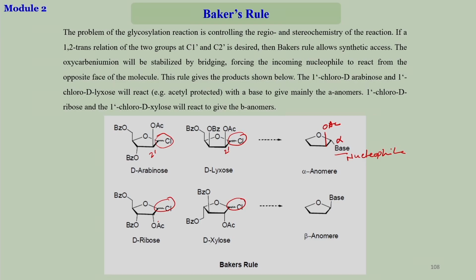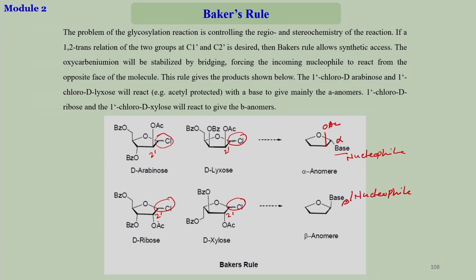Similarly, here if your 2' position is down the plane, it does not matter what the stereochemistry of the other positions is, not even the C1', then you will have the beta anomer, as your nucleophile is going to come from up the plane.